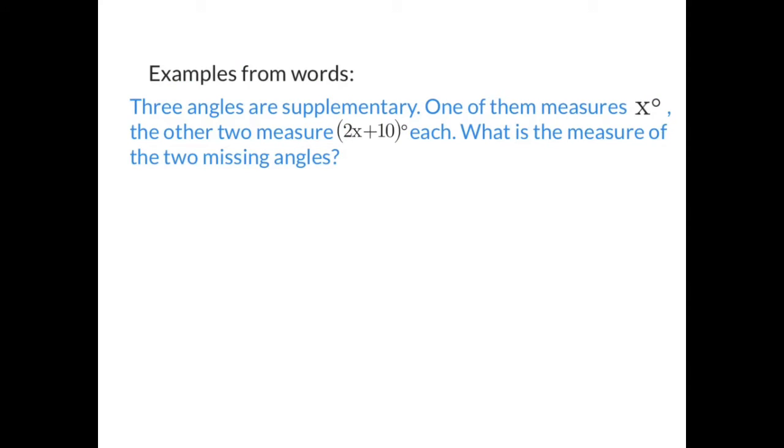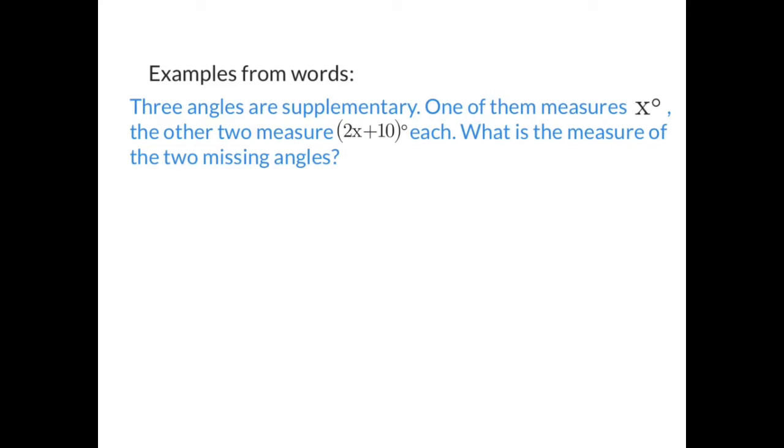The other type of problem you could see with these complementary and supplementary angle problems are not just from diagrams, but now from words. So I'm going to read this to you. It says 3 angles are supplementary. One of them measures x degrees, and the other 2 measure 2x plus 10 degrees each. What is the measure of the 2 missing angles? I guess really there are 3 missing angles here, but there's only 2 separate answers since the 2 measures seem to measure the same.